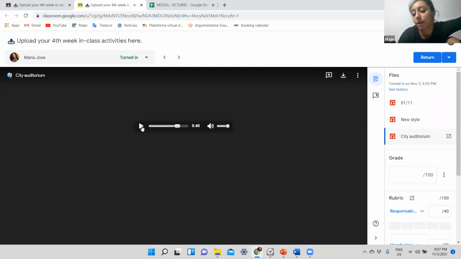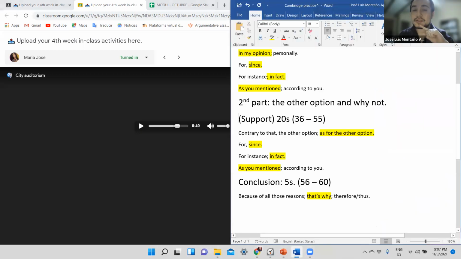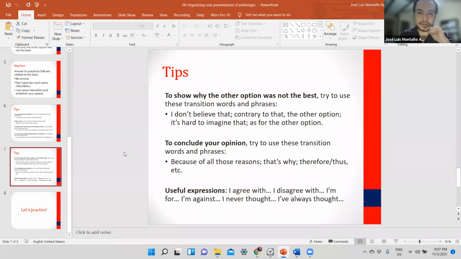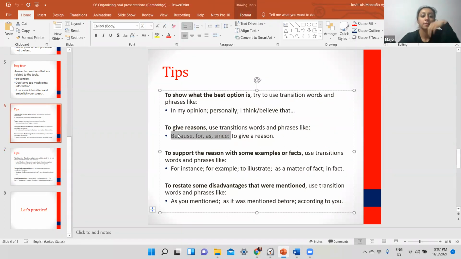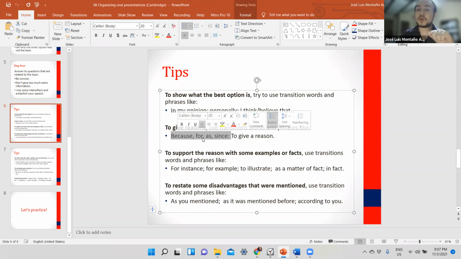Teacher, what other word can I use instead of because? Remember these ones, now I was showing you. These are two words that you can use instead of because: since and for. They mean the same. Also, you can use as. It's over here. These are the four words that you can use. So instead of because, you can use for. And if you say for, it sounds weird, but it's correct.